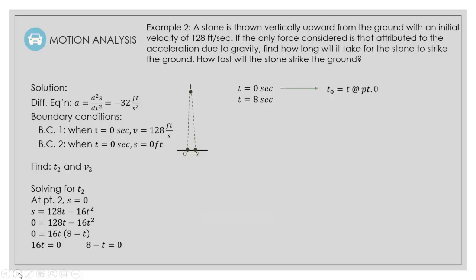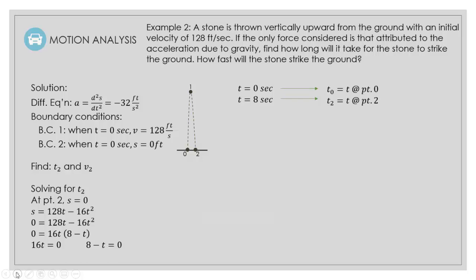Notice that we were able to find two values of time. But remember that 0 second is our initial time, or the time at point 0. So the answer that we are looking for is 8 seconds, which is the amount of time that it will take for the stone to reach point 2.